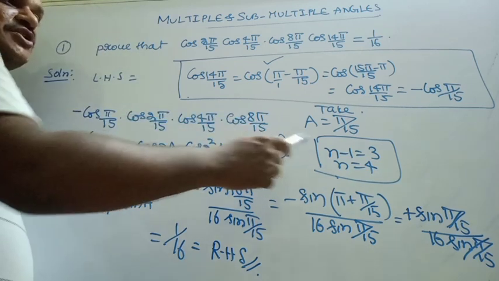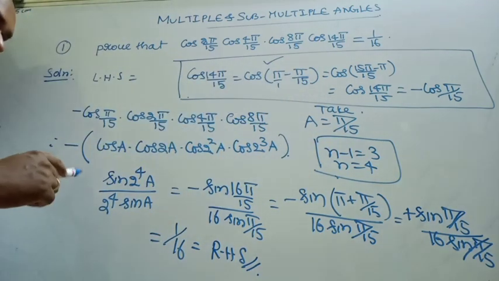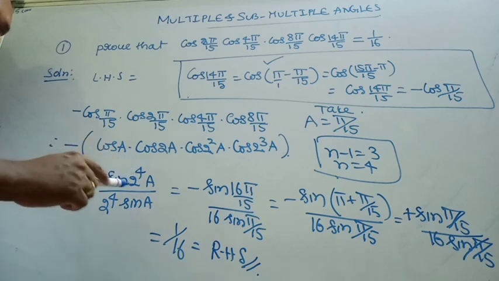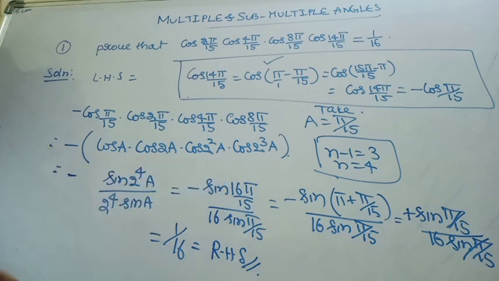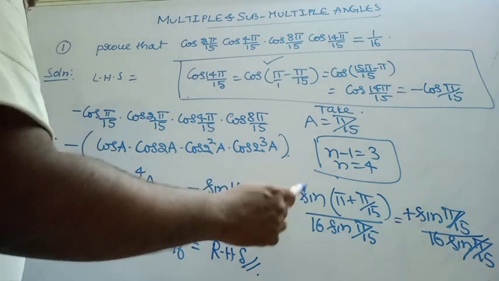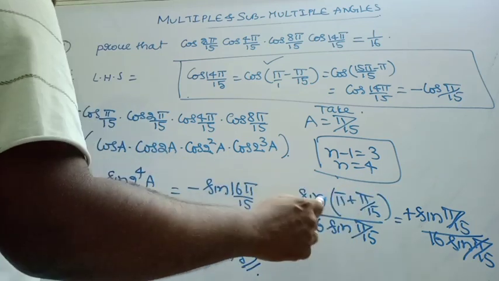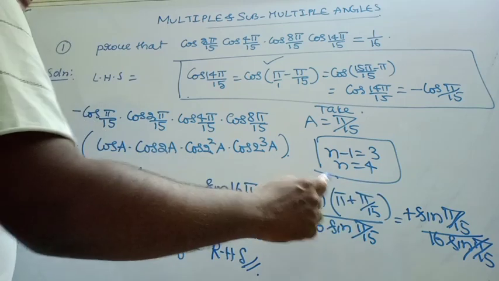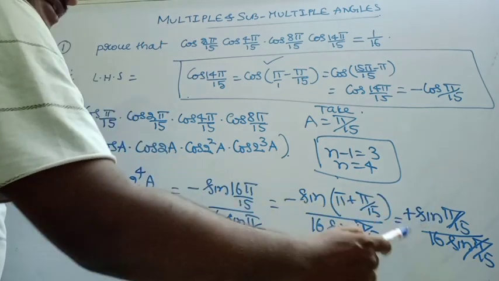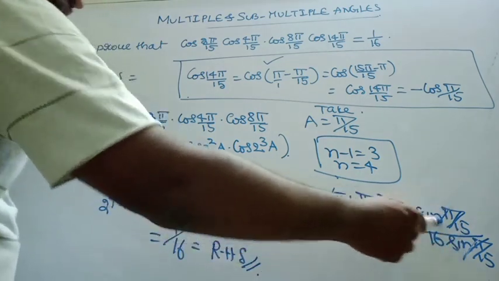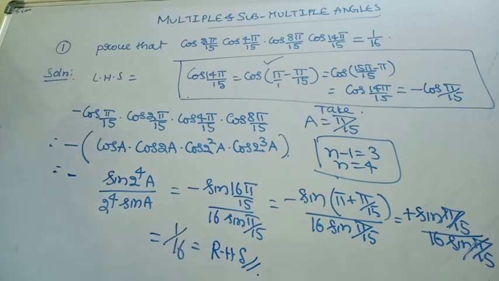Here n minus 1 is equal to 3, n is equal to 4. Therefore a is equal to π/15. Therefore this is minus of sin 2^4 a by 2^4 sin a. This is minus sin 16π/15 by 16 sin π/15. This 16π/15 we can write as sin(π + π/15) by 16 sin π/15. Sin 180 degrees plus theta becomes minus sin theta. That minus into minus becomes plus sin π/15 by 16 into sin π/15. This cancels. We got 1 by 16. That is the right hand side part we have to prove.